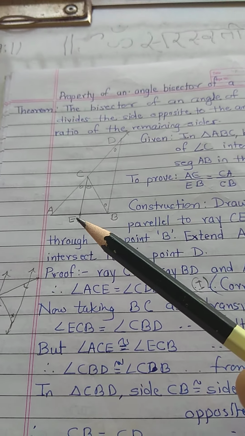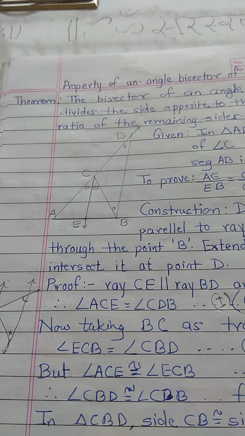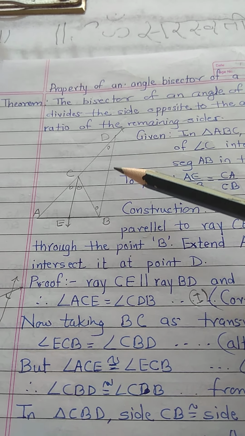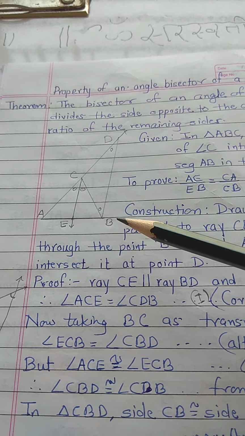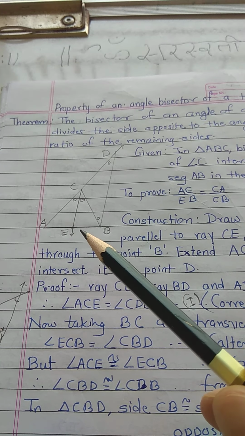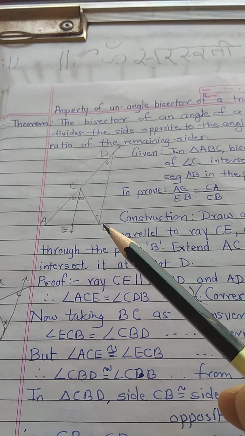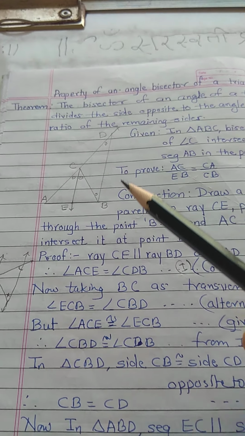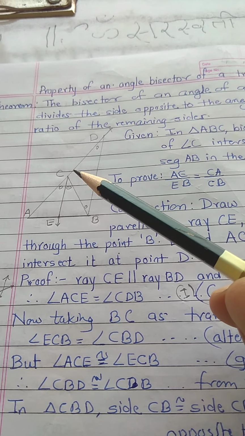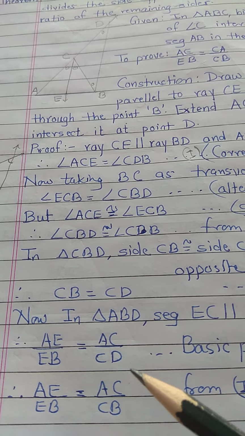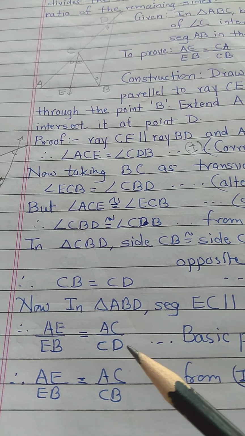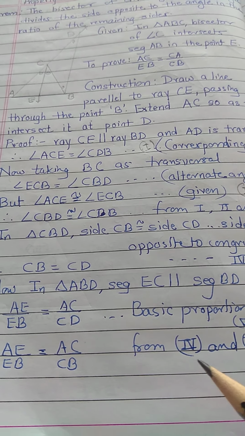Now, in triangle ADB, this ray CE is parallel to this side BD. Therefore, by the basic proportionality theorem, AC upon CD equal to AE upon EB, or AE upon EB equal to AC upon CD. See here. In place of this CD, now we can put CB here, because we have already proved that CB equal to CD. Therefore, in place of CD, we can place CB by number 4.